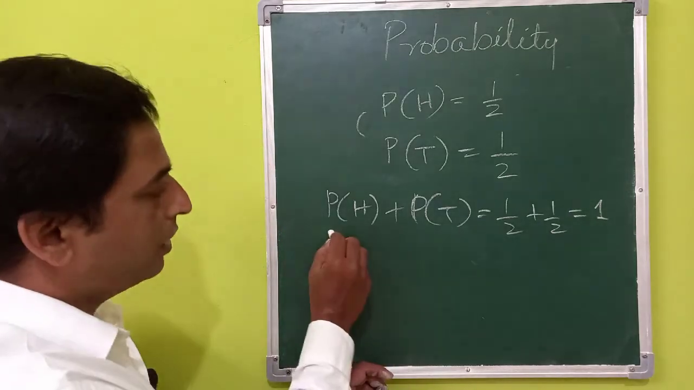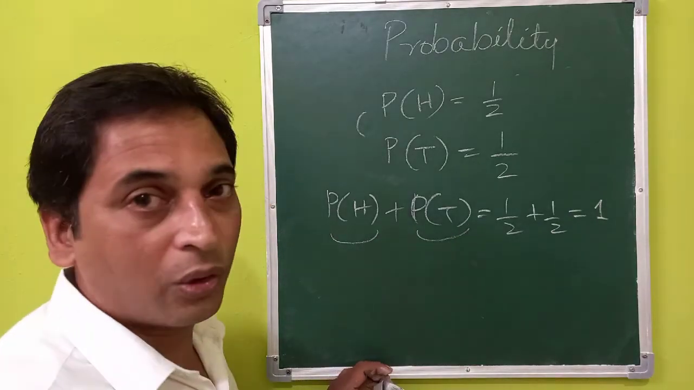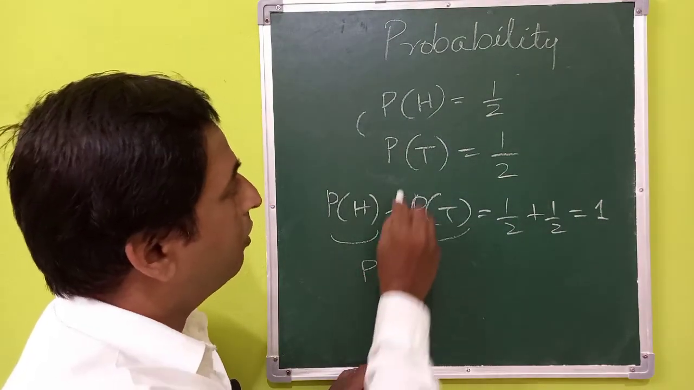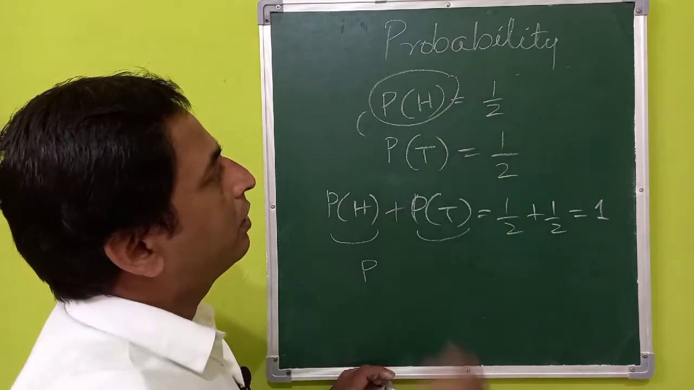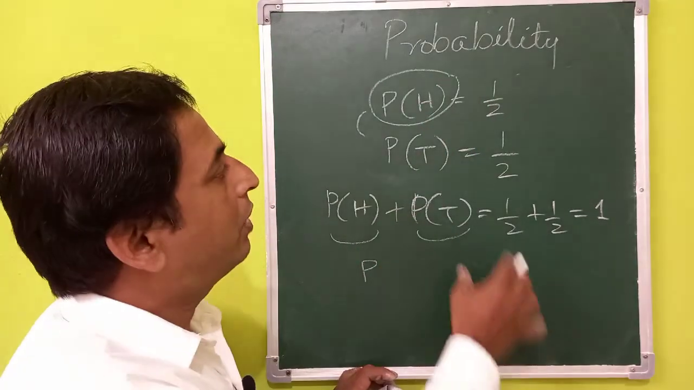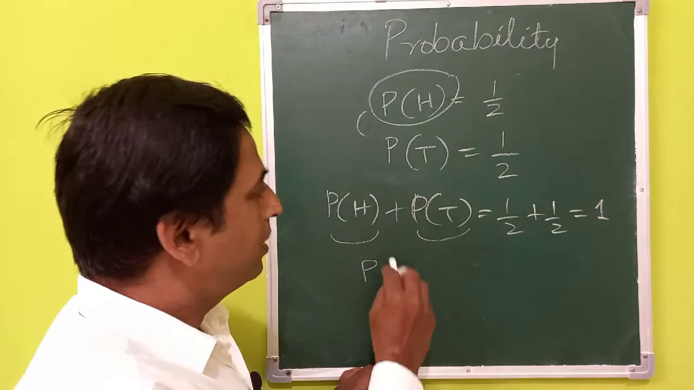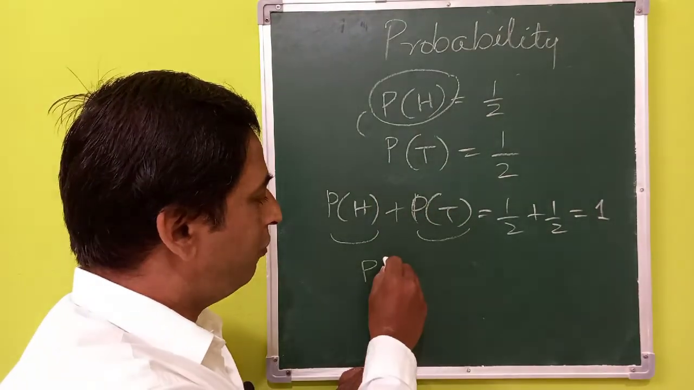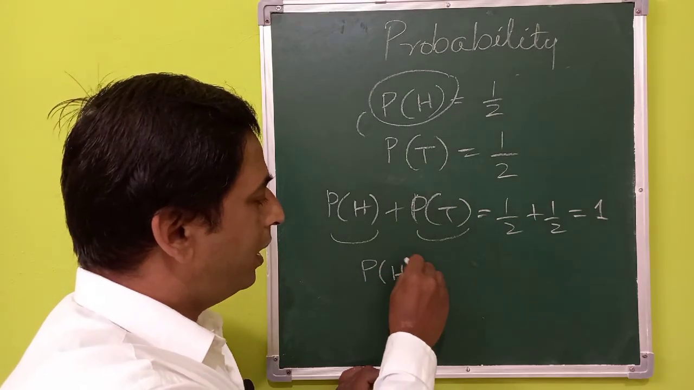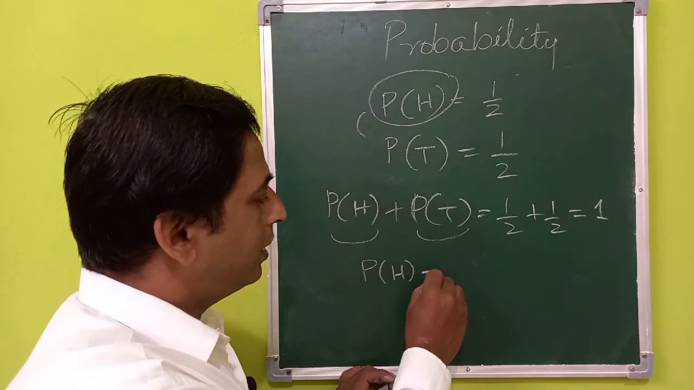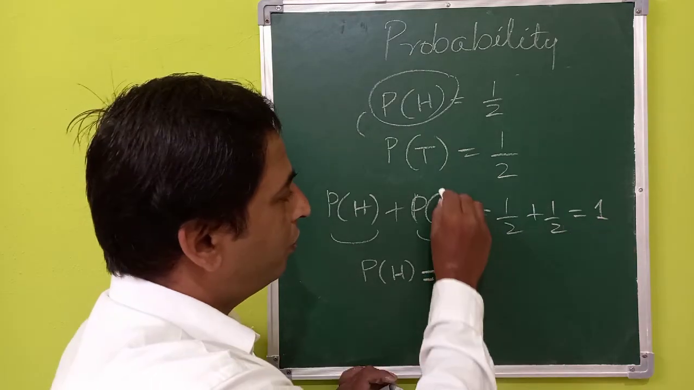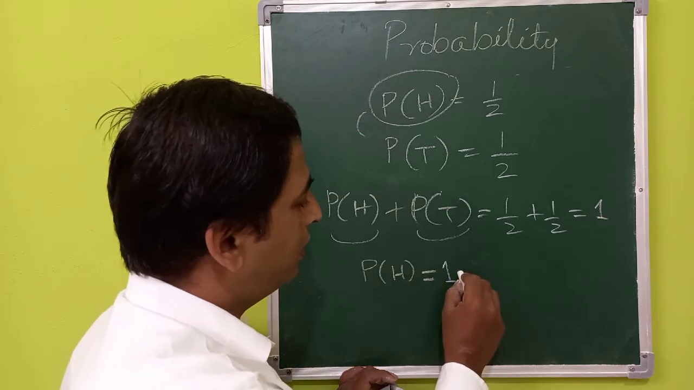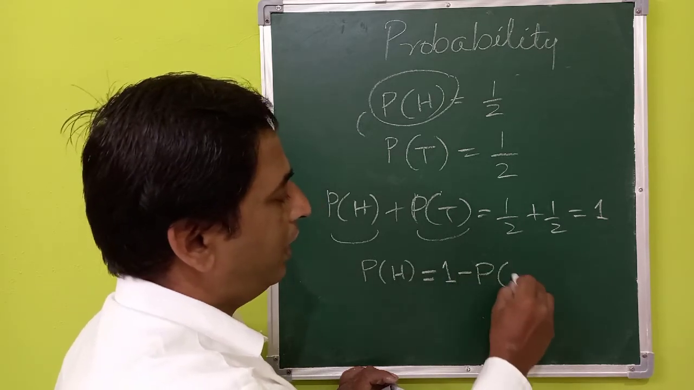So these two events are called complementary events, because if this doesn't happen, if we don't get a head, we are going to get a tail. That means these are complementary to each other. So if we take the probability of tail to the other side, the probability of head is equal to 1 minus the probability of tail.